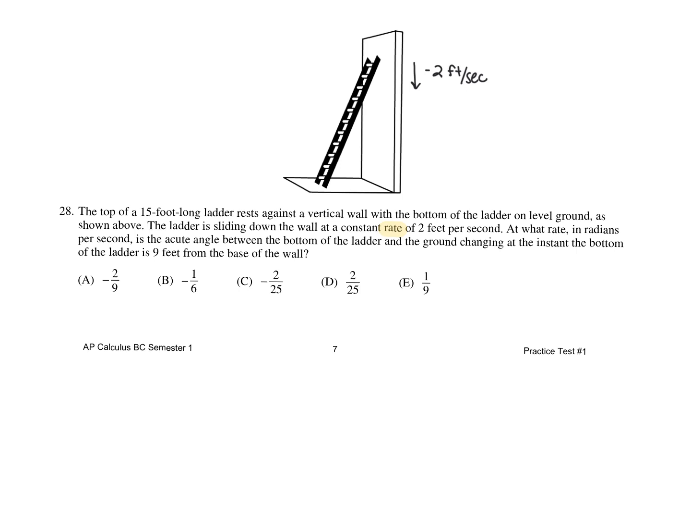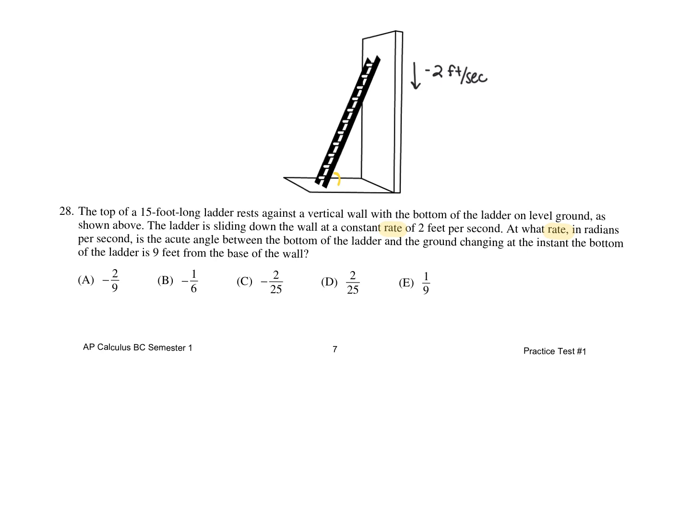At what rate? Again, there's that word rate, which indicates that's what we're trying to solve for as a derivative. At what rate in radians per second is the acute angle between the bottom of the ladder and the ground changing at the instant the bottom of the ladder is 9 feet from the base of the wall?